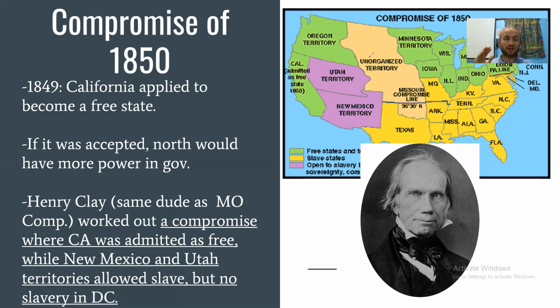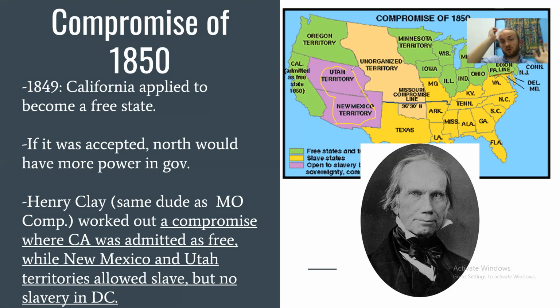So Henry Clay, who made the Missouri Compromise, now has to go again and make a new deal. He works out this Compromise of 1850. And what happens is California is let in as a free state, so no slavery allowed there. But New Mexico and Utah were allowed to have slaves in their territory. They weren't states yet. The territory was allowed to have slaves. So this was where slavery was allowed.